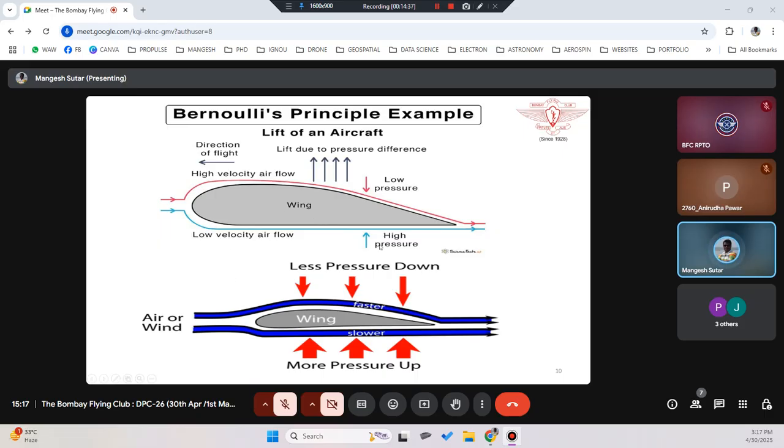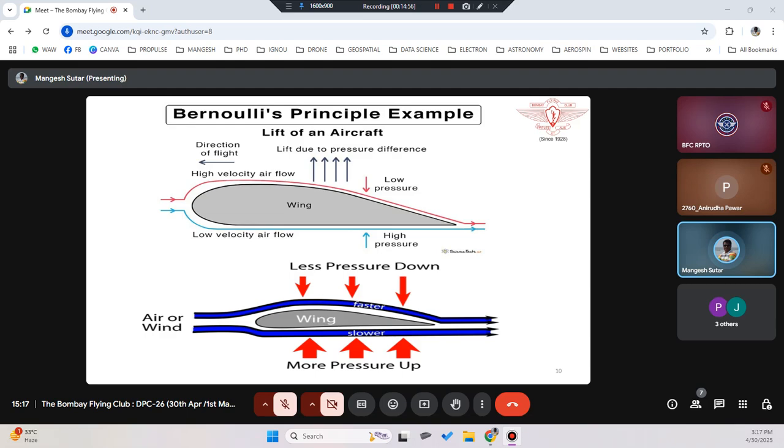So your fixed aeroplanes use this technology or this concept. That's why you need something to push it up in the air. Mostly the runways are required for our aircraft to fly in the air, whereas your drone, the rotorcraft drone, uses a different concept.